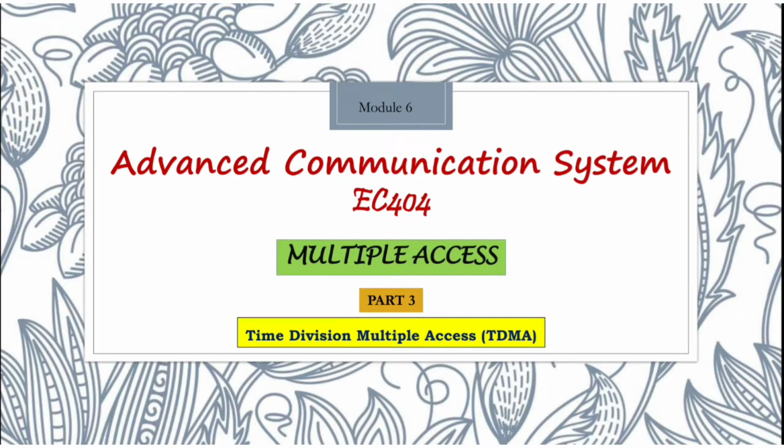Today I am going to discuss TDMA, time division multiple access. As you know, I have already discussed the introduction to multiple access and then frequency division multiple access, and now we are going to discuss TDMA. The major multiple access techniques available are TDMA, FDMA and CDMA.